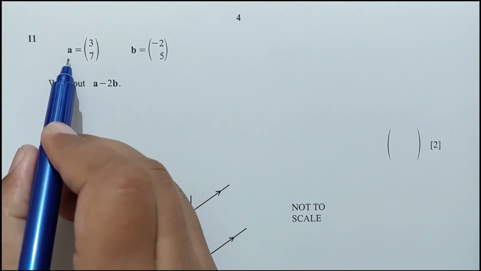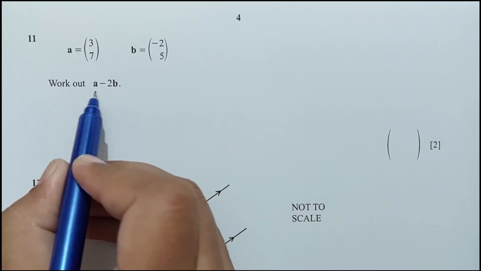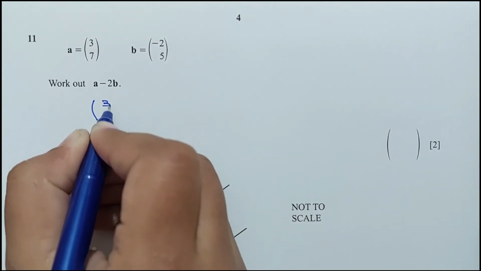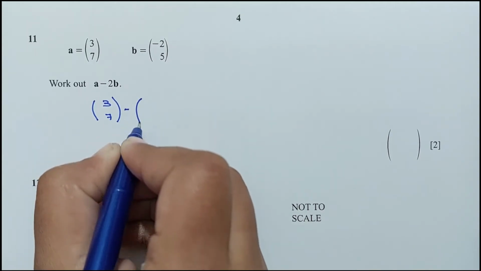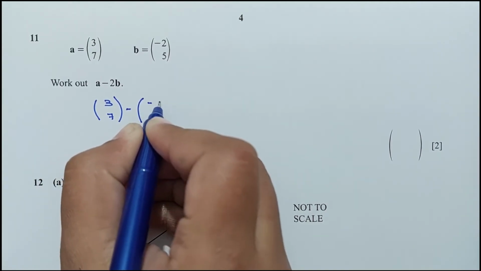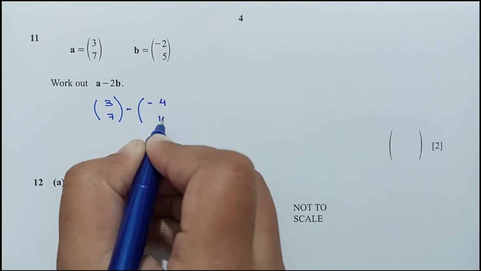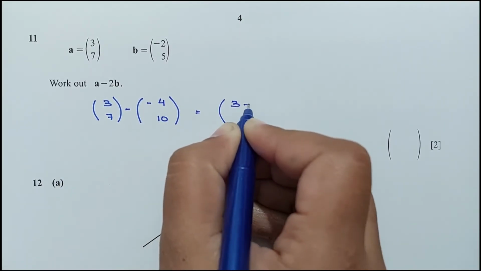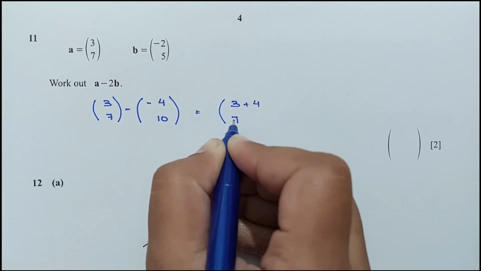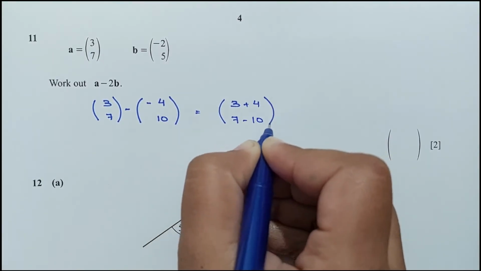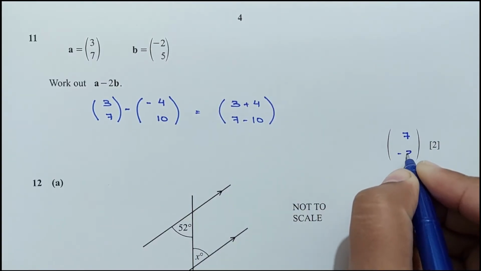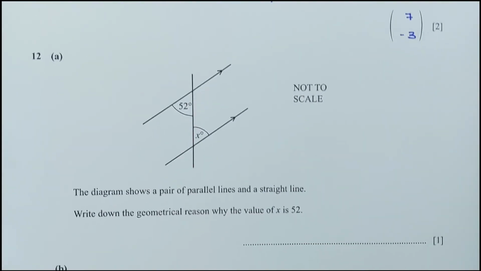Question number 11, A and B are two vectors. Work out A minus 2B. So the A value is 3, 7, and minus 2B would be negative 2 times 2 is 4, and 2 times 5 is 10. So here we have 3 plus 4 and 7 minus 10. 3 plus 4 is 7, and 7 take away 10 is negative 3. So 7, negative 3 is the vector.